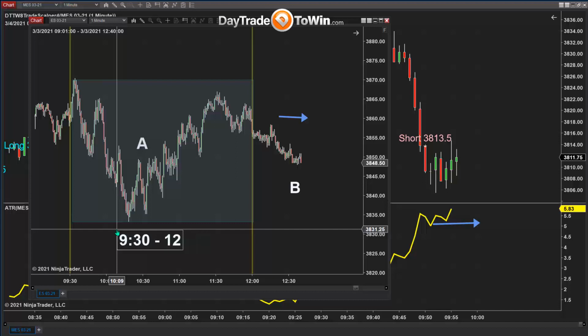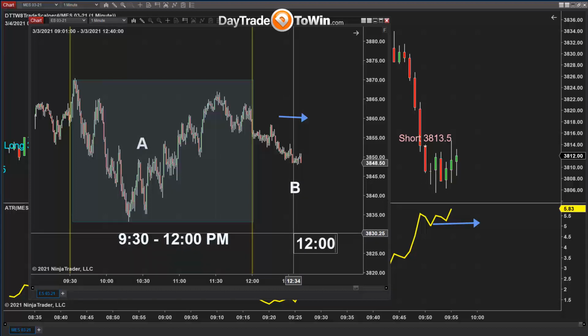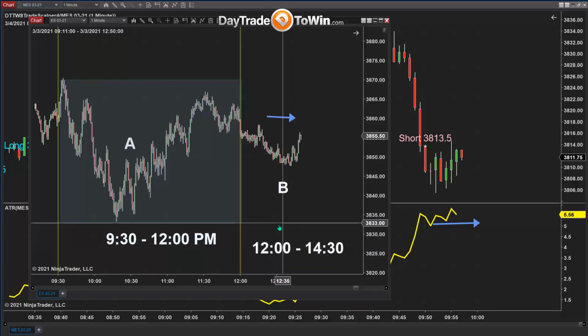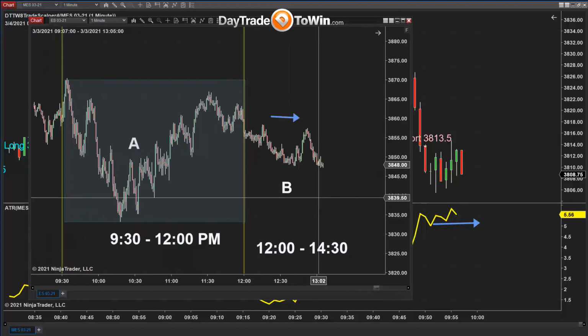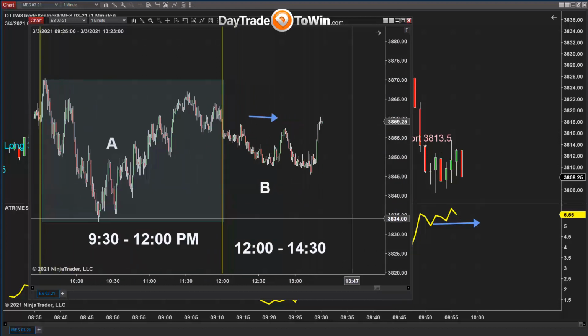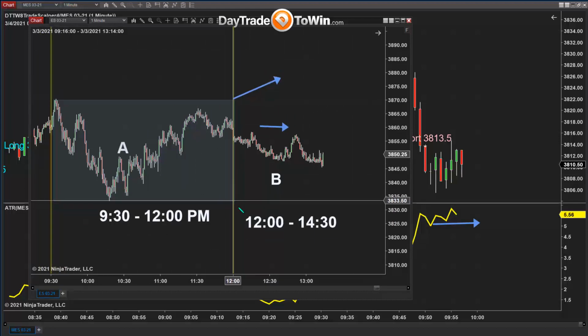Eastern Standard. This is, again, another 2.5 hours. This is from 12 p.m. to 14:30, which is 2:30 Army time. When you have this here occur, this is very important. This tells me whether or not the market is going to continue in a trend up or in a trend down.